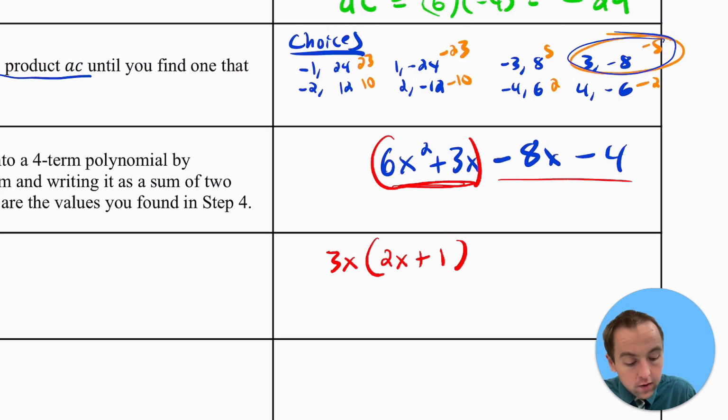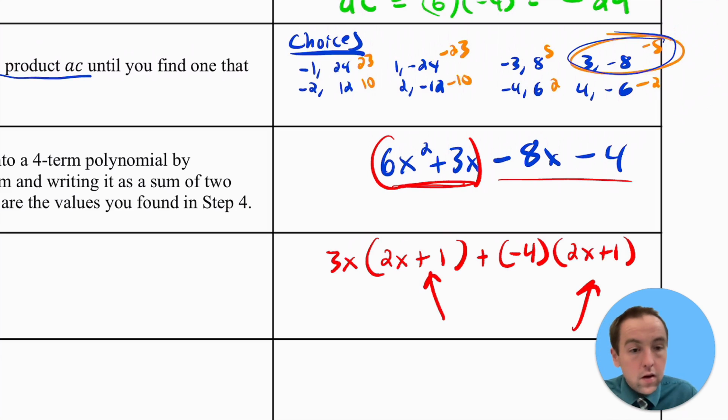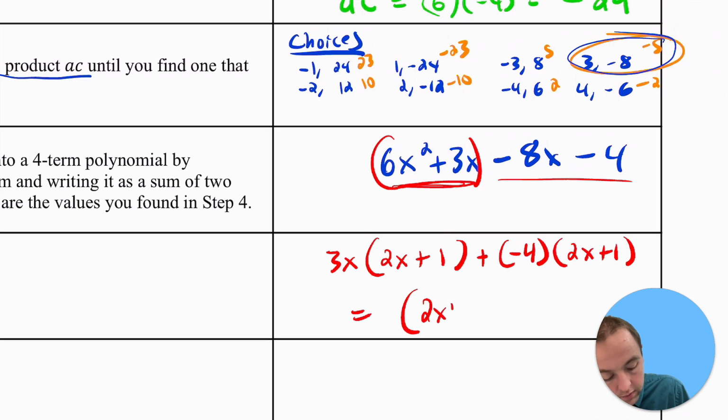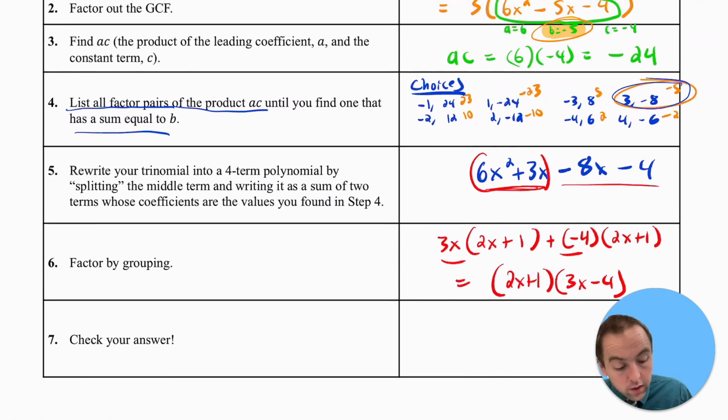And then with the next group, they're both negative, so I'm going to put plus, and then I'm going to take out a negative. Actually, you can take out a negative 4 from both of them. That'll leave you with a 2x plus 1, which is great, because then you can see that right there and right there, you've got the 2x plus 1 in common. So then you're going to be able to factor this and have 2x plus 1, which would multiply with the 3x minus 4 in that other binomial. So that would factor that.